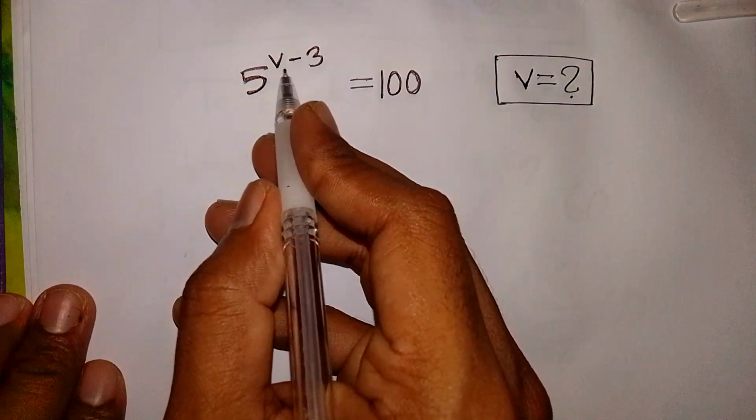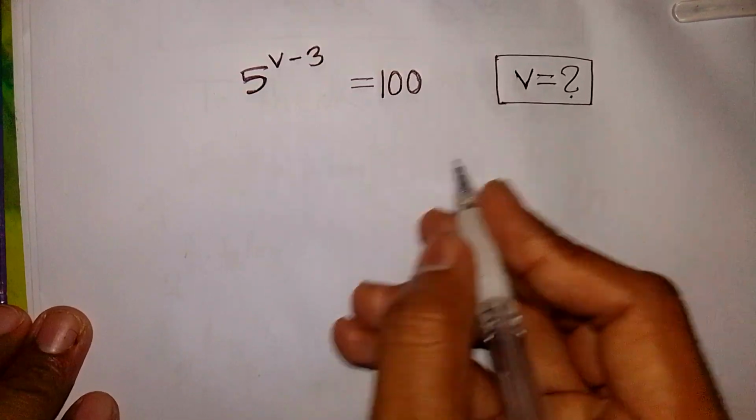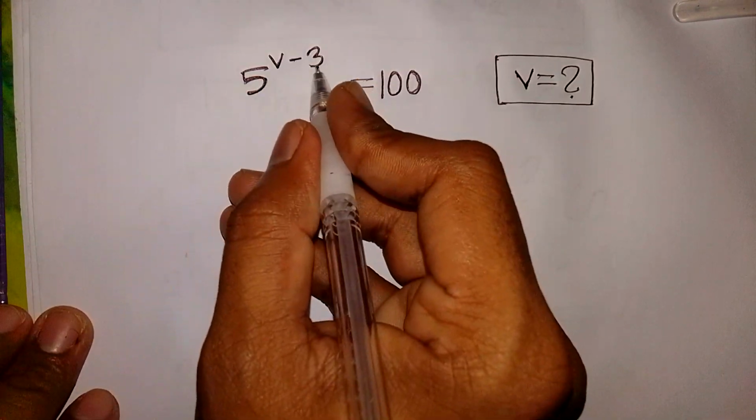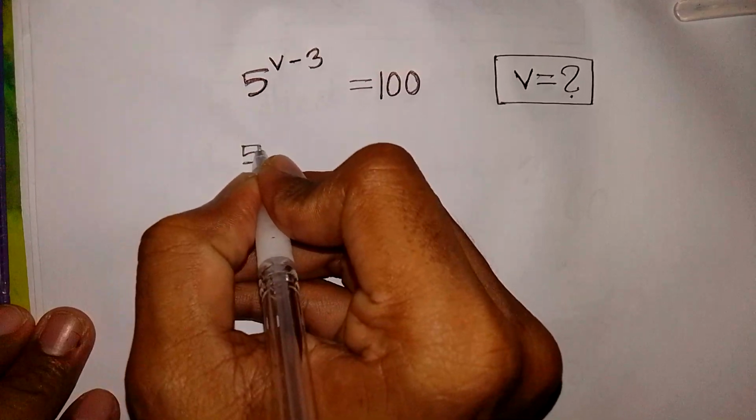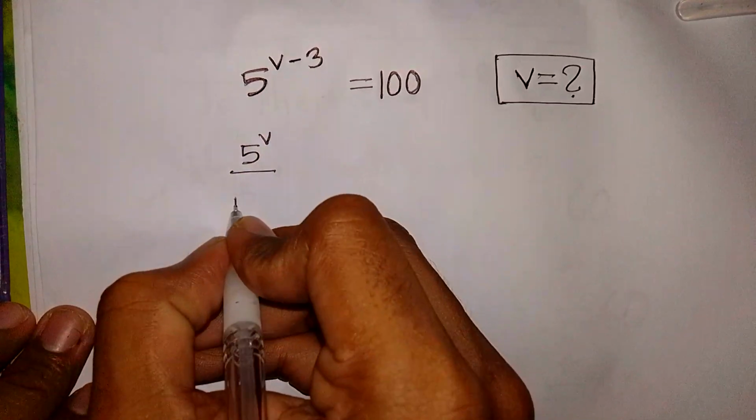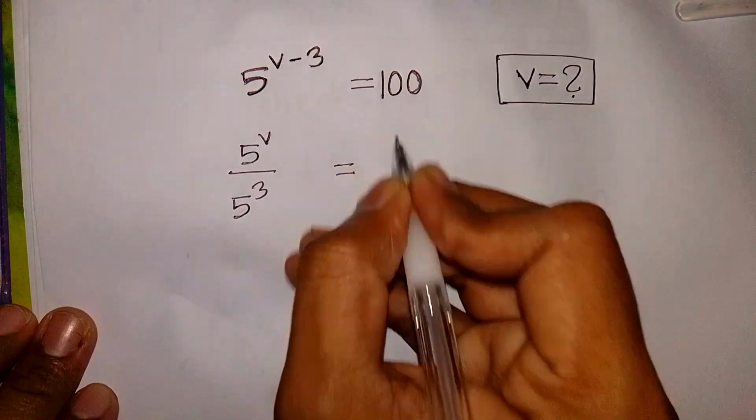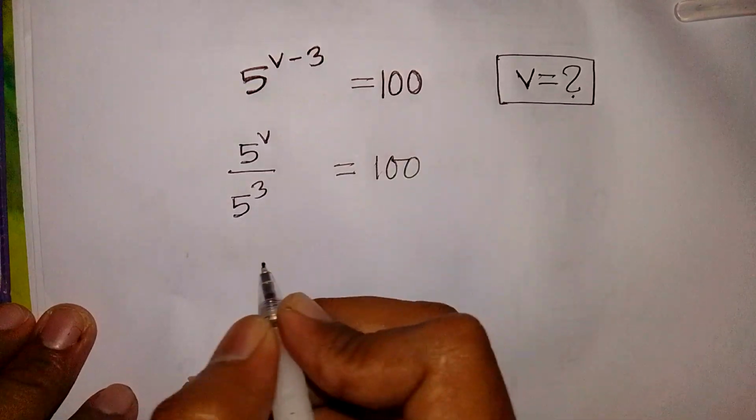5 power of v minus 3 is equal to 100. Find the value of v. So 5 power of v minus 3 is the same as 5 power v over 5 power 3. Then here is equal to 100.